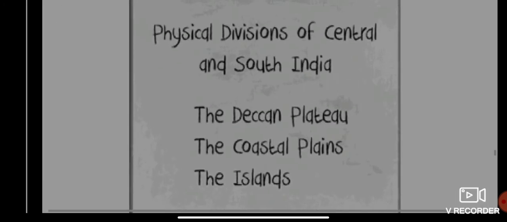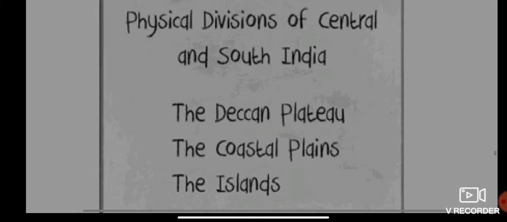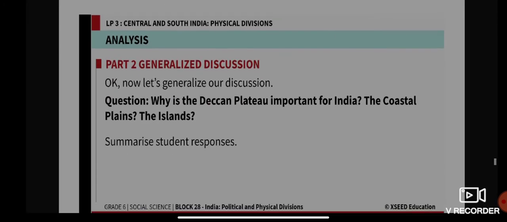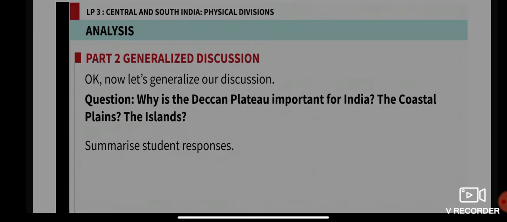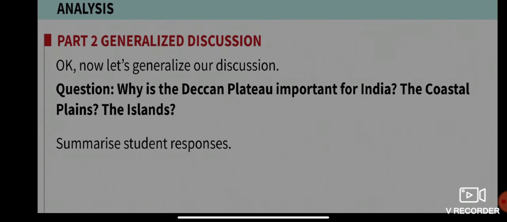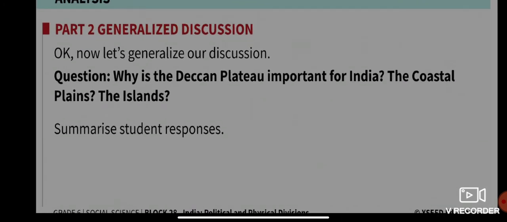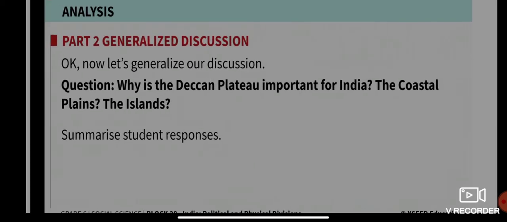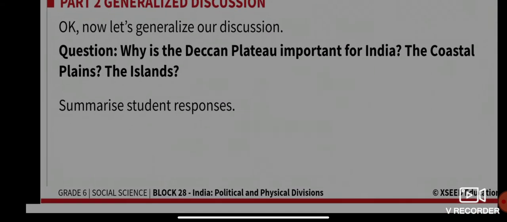Now the physical division of Central and South India is categorized into three divisions, that is the Deccan Plateau, the coastal plain and the island. Alright, so why is Deccan Plateau important for India? What is the importance of Deccan Plateau for India, and what is the importance of coastal plain and the island? Alright, we have learned about the importance of the Thar Desert, the importance of the northern plain, the importance of the Himalayan mountain range, right? So what is the importance of Deccan Plateau, of coastal plain, and of islands?